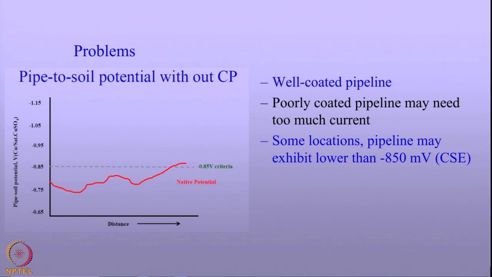The other problem associated with this criteria is if the pipelines are poorly coated or the coatings deteriorated over a time period and you want to maintain the pipeline at a potential which is below the 0.85 volt criteria, then the pipeline may need a lot of current to cathodically protect. So, in such cases, this criteria becomes very difficult to apply. We will see later what other criteria can be applied if the coating is severely damaged in pipelines. Of course, in well coated pipelines or newly laid pipelines where the coatings are very good, this criteria works very well.